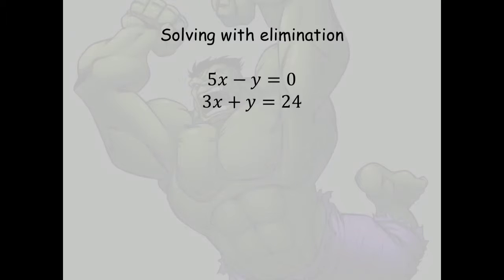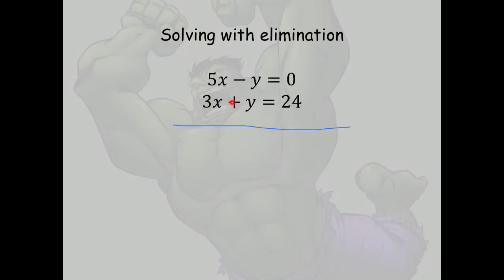The third way to solve a system of equations is with elimination. The basic idea behind elimination is we have two equations, two variables, but if I combine them by either adding or subtracting, I can find a way to eliminate one of the variables. An easy way to spot an elimination problem is if you see something like this.